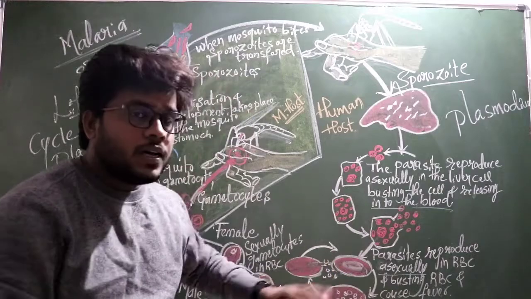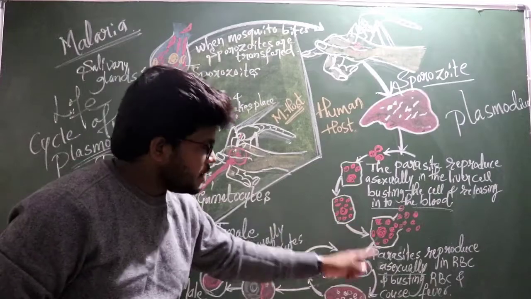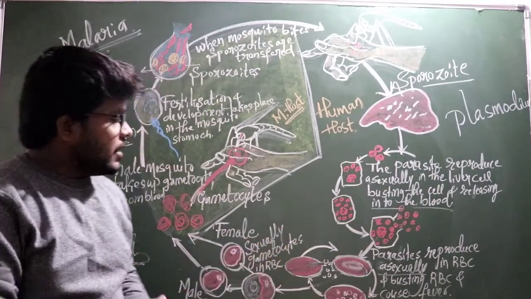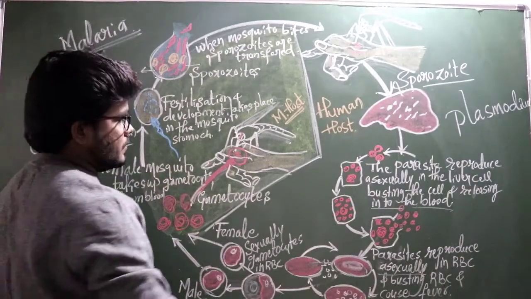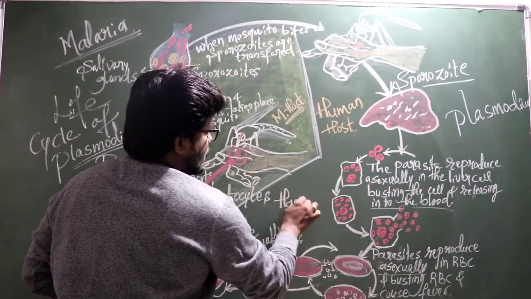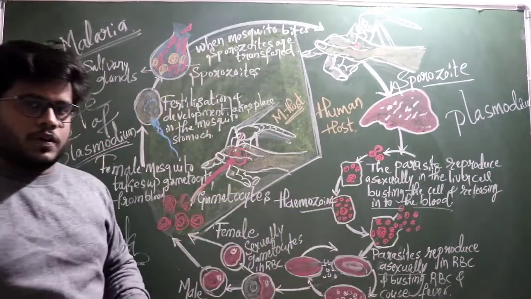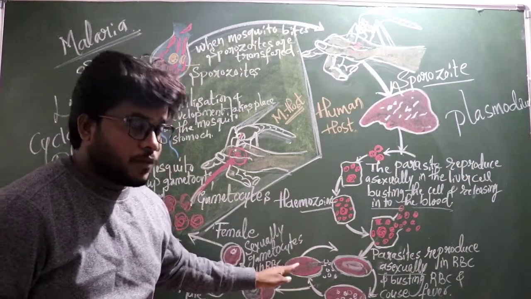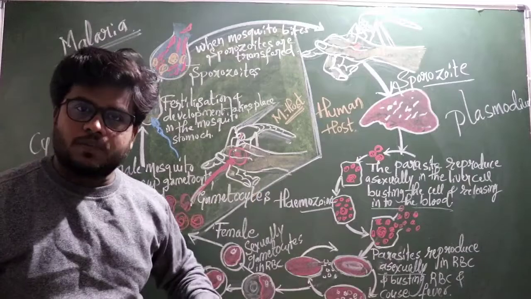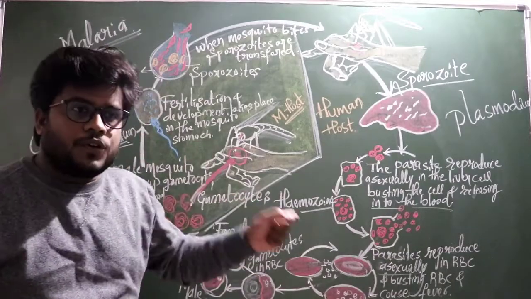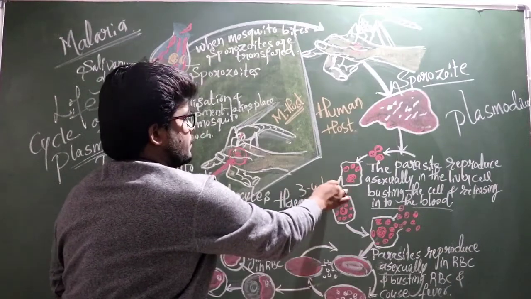What happens to the red blood cells? They burst. As a result of the rupturing of red blood cells, a toxic chemical substance is produced, called hemozoin. This toxic substance is released due to the rupturing of RBCs. Hemozoin is responsible for the chills and fever, which recur every 3 to 4 days.